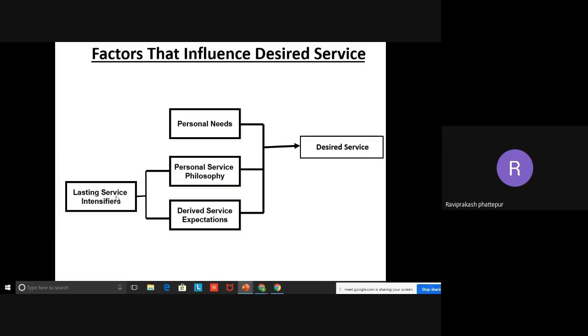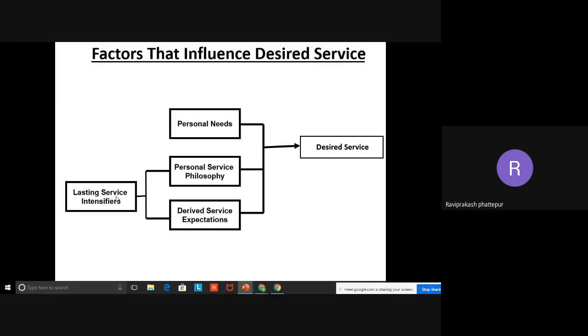Personal needs can fall into many categories, which include physical, social, psychological and functional needs. So under personal needs, what all comes? We have physical needs, social needs, psychological needs and functional needs. So all these things come under personal needs.